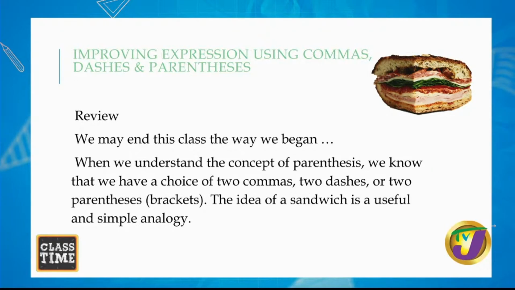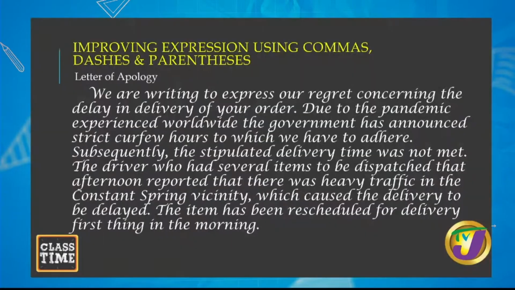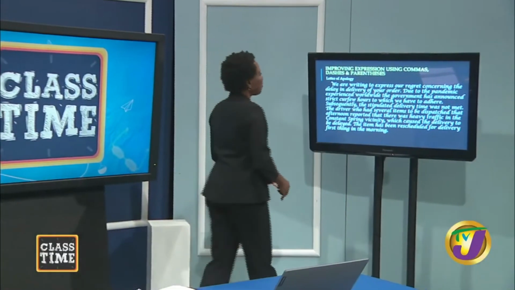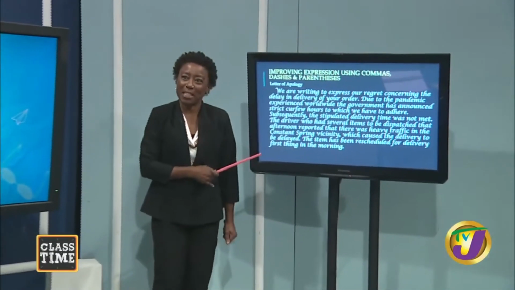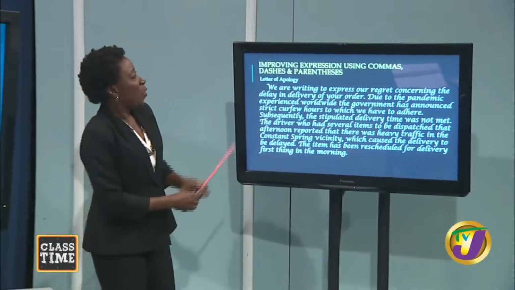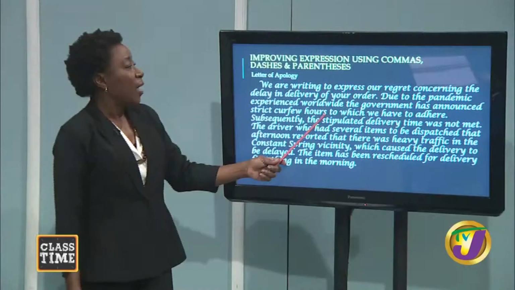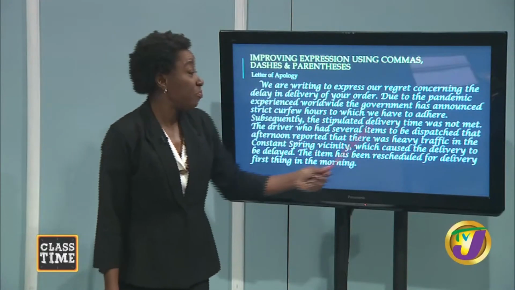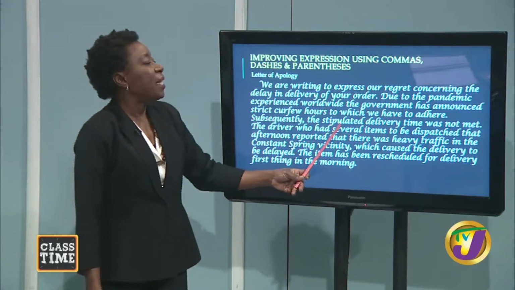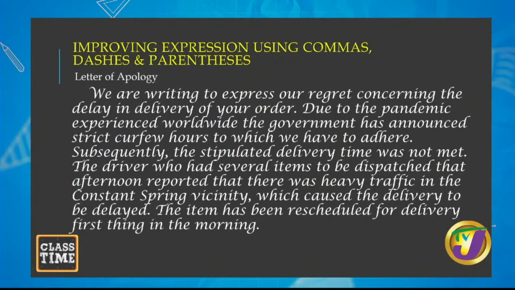All right then. So I think we have time for our last exercise, which we are going to work on quickly. This is a letter of apology. Okay. We are writing to express our regret concerning the delay in delivery of your order, says the customer service agent. Due to the pandemic experienced worldwide, the government has announced strict curfew hours to which we have to adhere. Subsequently, the stipulated delivery time was not met.